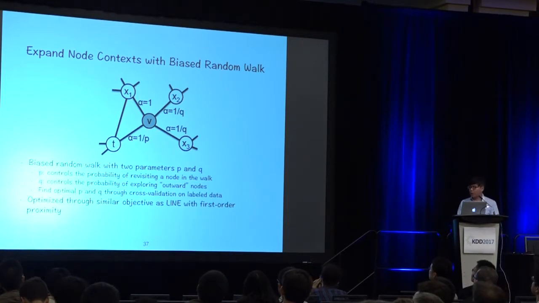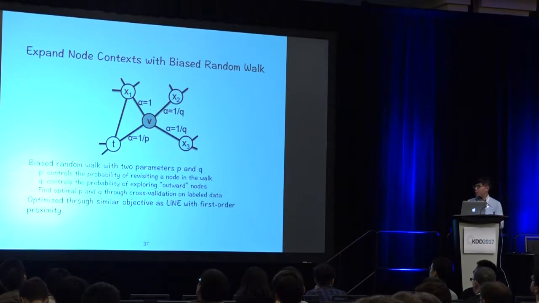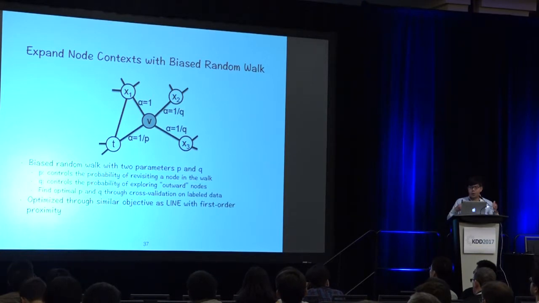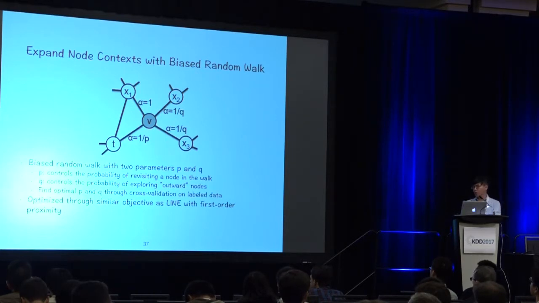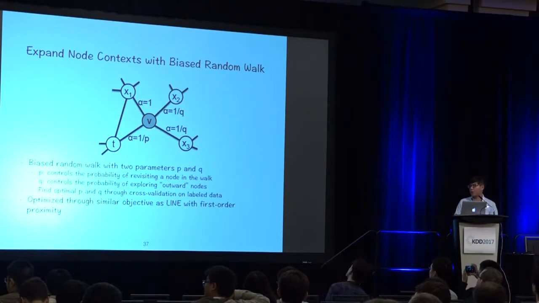To balance the breadth first search strategy and the depth first search strategy, node2vec proposes to expand the node context with a biased random walk. The biased random walk has two parameters, p and q. The parameter p controls the probability of revisiting a node in the walk, and the parameter q controls the probability of exploring outer nodes. With these two parameters, the model can control whether to do breadth first or depth first search. In practice, the optimal values of p and q are found by cross validation on labeled data. And the optimization is done with a similar objective as LINE with first order proximity.